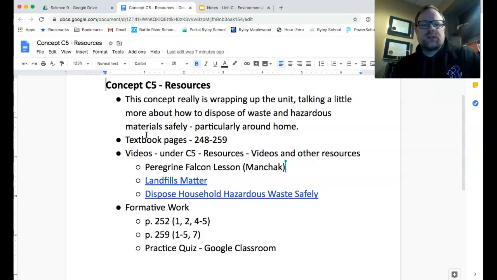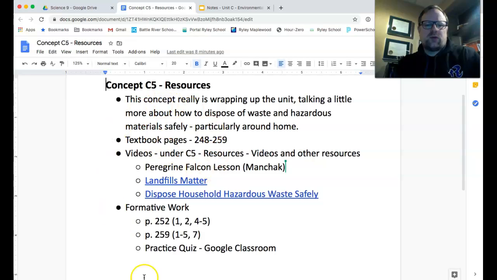So concept C5 is sort of all about looking at hazardous materials both in the environment and at home, and how we can work on disposing of those and what some of the hazards associated with them are. So like everything in this unit, we're just digging a little bit deeper into this idea of pollutants and hazardous materials and other things like that.